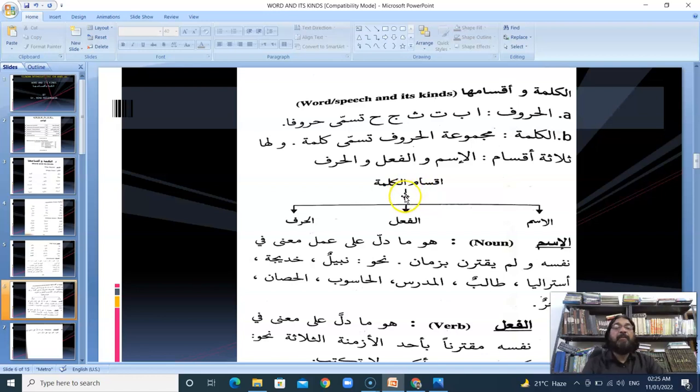Now aqsamul kalima. Kalima is divided into three parts. Number 1, al-ismu. Number 2, al-fi'lu. Number 3, al-harfu. What is ism? Definition is given here. Al-ismu, noun. Huwa ma dalla ala amalin ma'nan fi nafsihi walam yaqtarin bi zamanin. Nabilun, Khadijatu, Australia, Talibun, al-mudarrisu, al-hasubu, al-hisanu, hajarun.